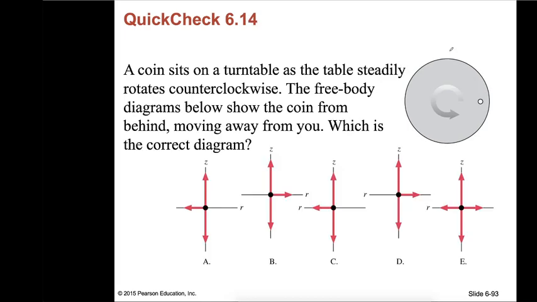And still a car on the turntable. The free body diagram below shows a car from behind moving away from you. Which is the correct free body diagram? Okay, so the answer is C.